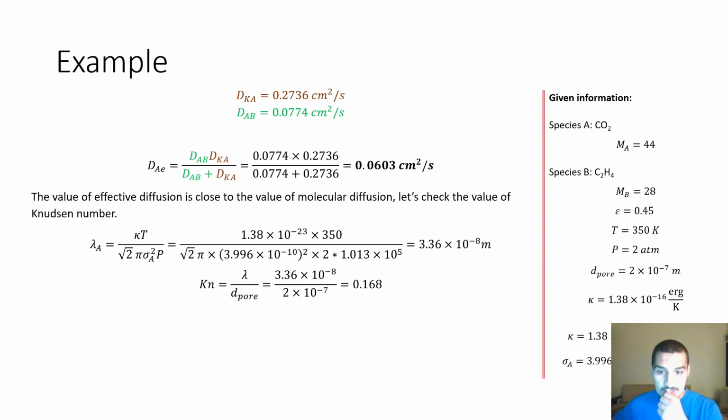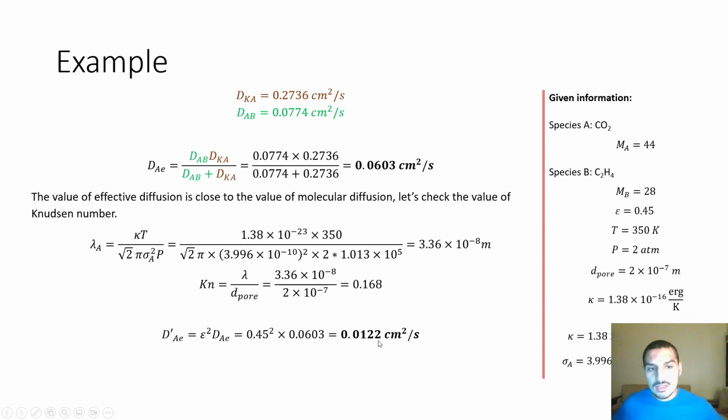It means that the lambda is 16% of the pore diameter, which means that the pore is very big compared to the mean free path. And so it makes sense that the effective diffusion coefficient is close to the molecular diffusion. So this is something that I wanted to highlight. Finally, the actual effective diffusion coefficient is going to be 0.0122 centimeters squared per second.